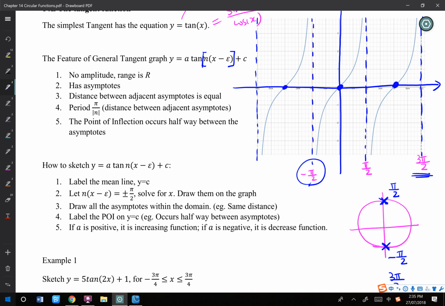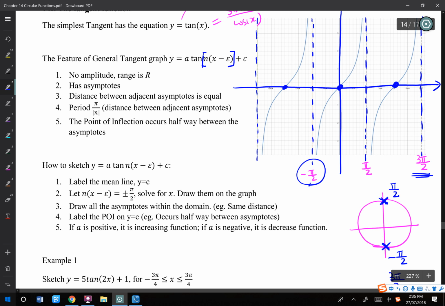Okay, so what we can observe from this is the complex form of the tangent, the most complex form. So the tangent x looks like this. And after we do the transformation, A is the dilation, n is the dilation, epsilon is the horizontal movement, and c is moving up and down.